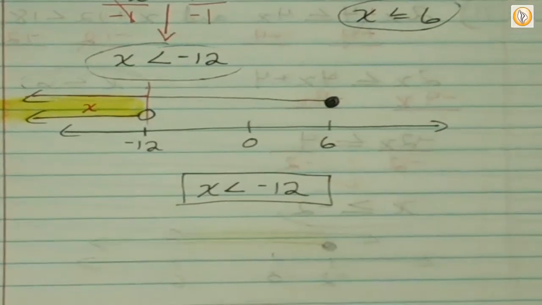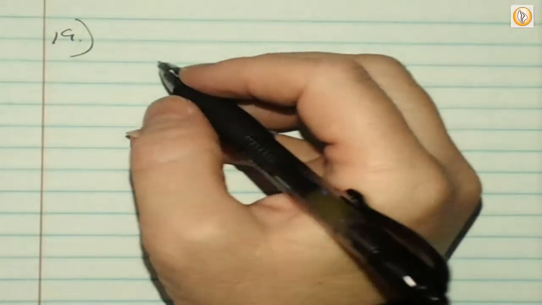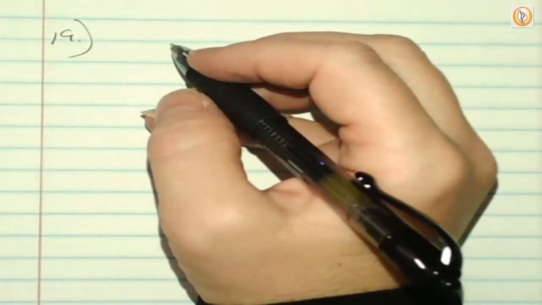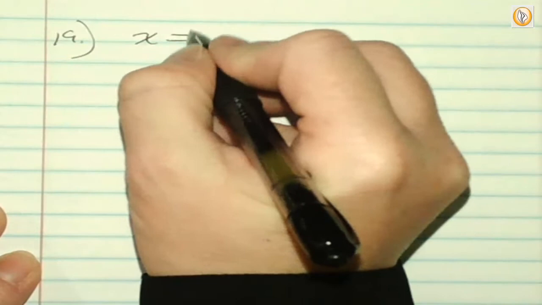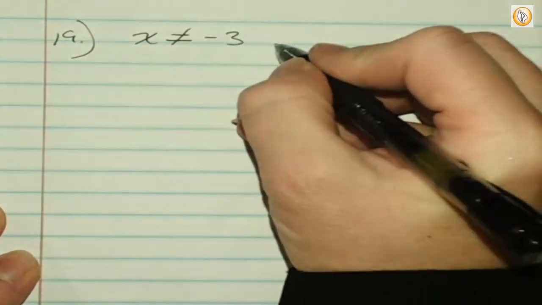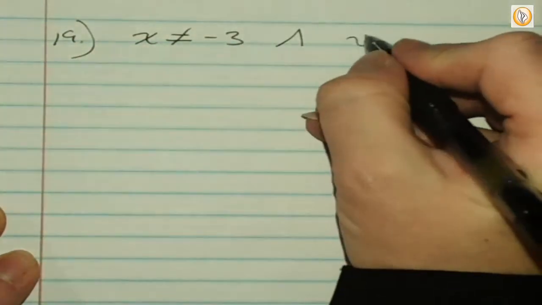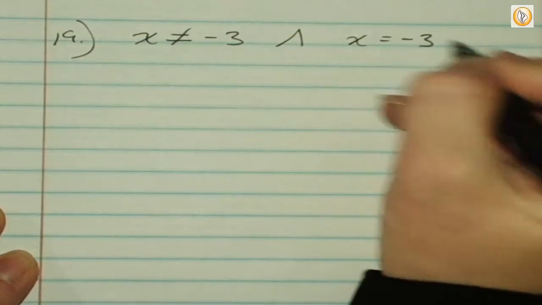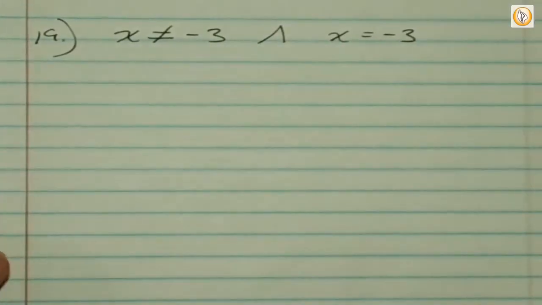All right, y'all ready to do another one? 19. x does not equal negative 3 and x equals negative 3.